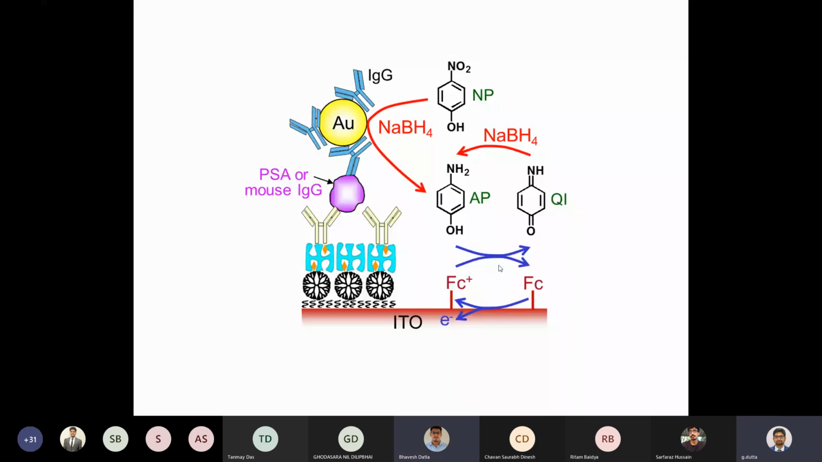Sir, tell me. Actually, this conversion from aminophenol to quinonamine, why should this process go directly? Why are we just increasing the number of conversions from this? What is the purpose of this? I'm not able to understand.